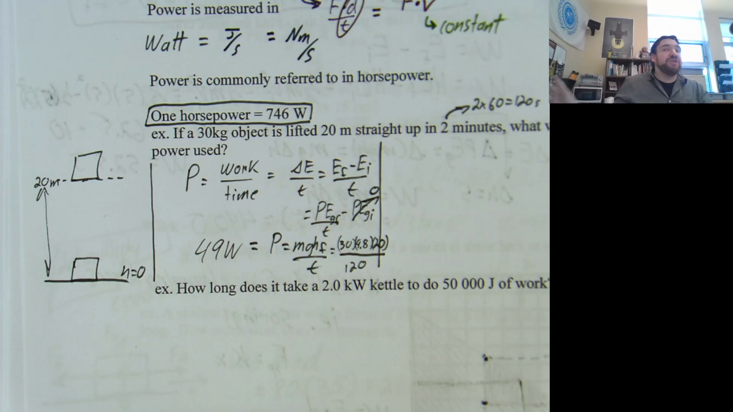So if you were trying to do this with a motor that had a lower rating than that, you're probably going to burn out the motor. For example, if you're trying to do 49 watts worth of work with a 40 watt motor.